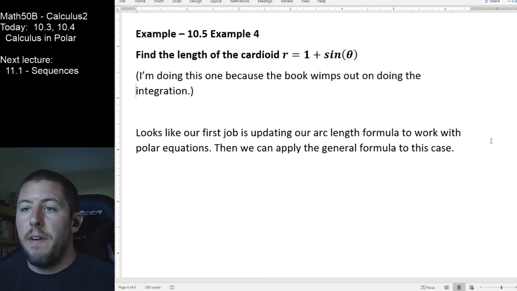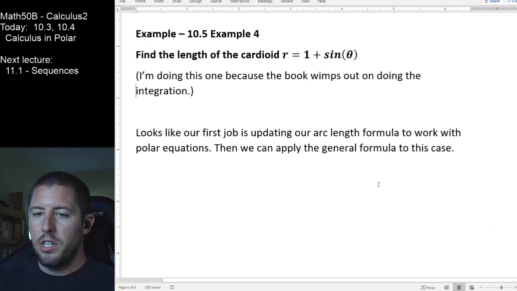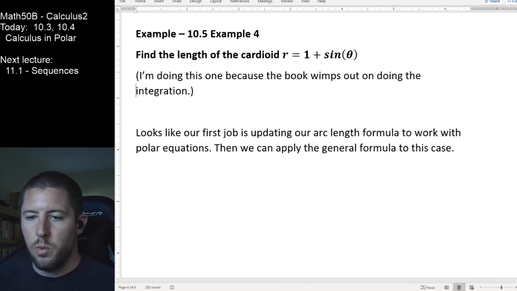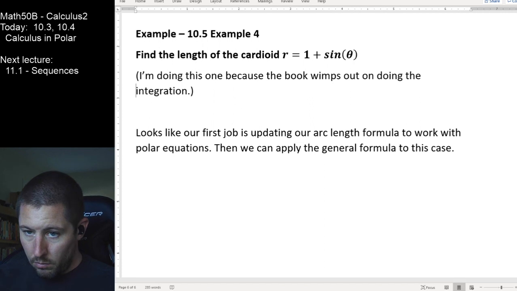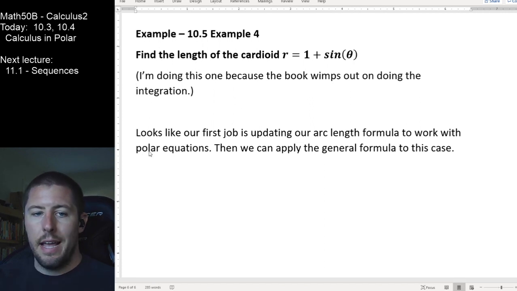So what we would like to do is find the length of a cardioid. Cardioid is one of the standard shapes that we'll end up seeing from lots of polar shaped curves. We're going to let Desmos instruct us what a cardioid looks like here. And we want to find the length of that curve. So that sounds to me like an arc length scenario here. So r equals 1 plus sine theta.